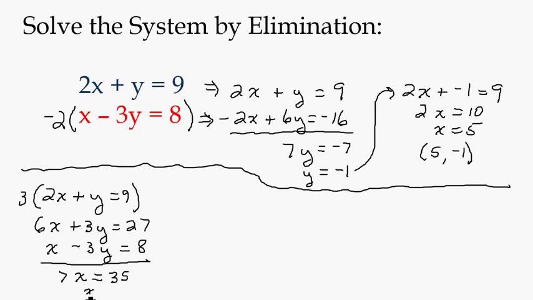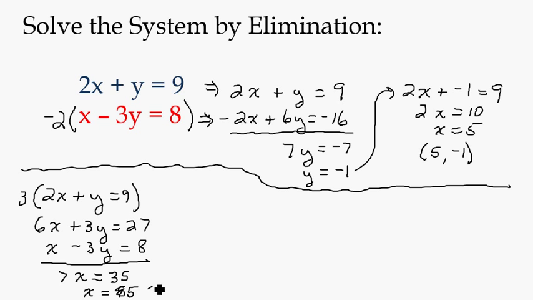So x is 5, which is exactly what we got over here, right? Just by making the y's drop out, you find out what x is first. Over here, when we had the x's drop out, we find out what y is first. But it doesn't really matter which one you find first, right?